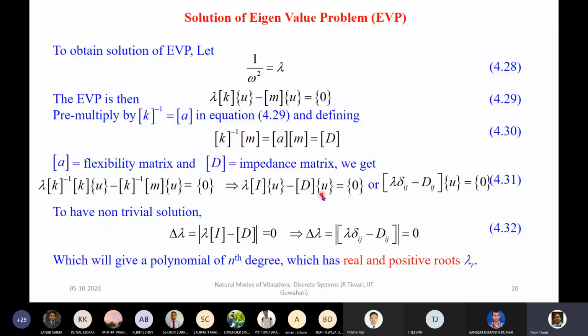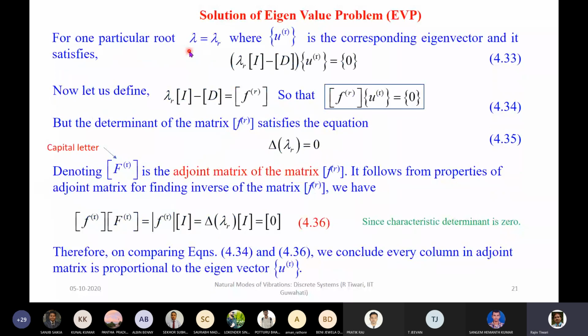So lambda is equal to lambda r, we are saying, and this is the eigenvector corresponding to ur. Now I'm defining the whole thing as fr. If I define that, this equation will take up this form.